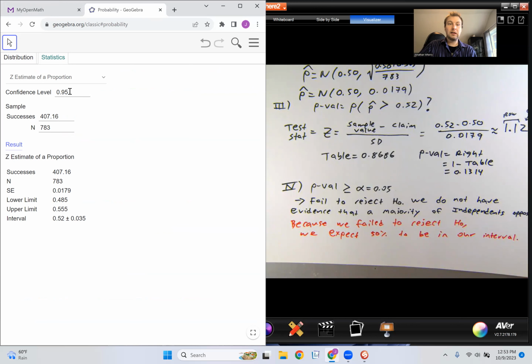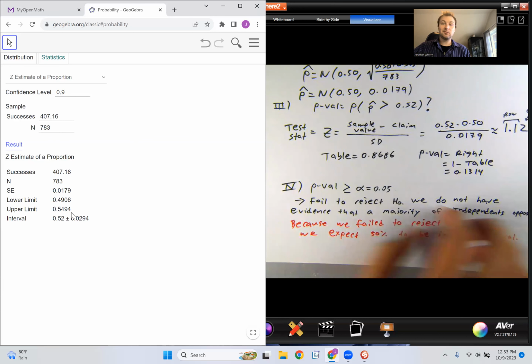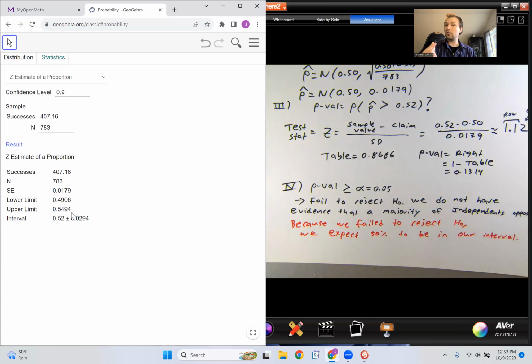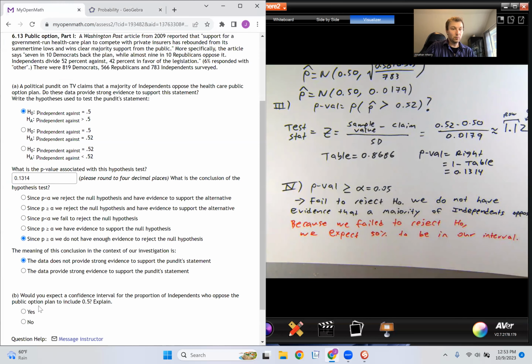When we are looking at type 1 and type 2 errors, we'll see that we probably actually should use a 90% confidence interval, but that doesn't matter. 50% is still between 49 and 55. We failed to reject the null hypothesis. We expect that value from our null hypothesis to be in our interval. So would you expect this to include 50%? I would say yes. So this is what I had for this hypothesis test example.